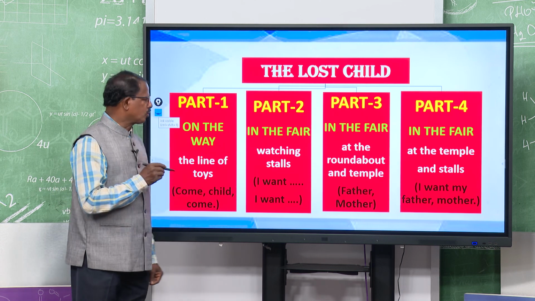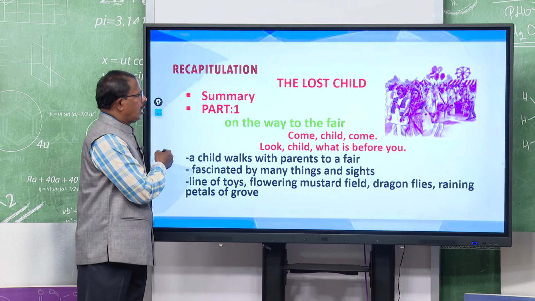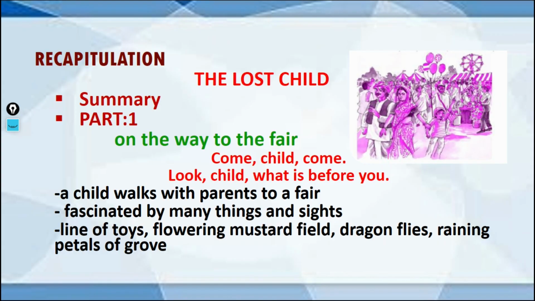So, this is all about what we discussed in the summary, and now you see the recapitulation. Part 1, on the way to the fair, come child come, look child what is before you. These two lines have been repeated in the first part. A child walks with his parents to a fair, fascinated by many things on the way, the line of toys, flowering mustard field, dragonflies, raining petals. These are the things we have already discussed.